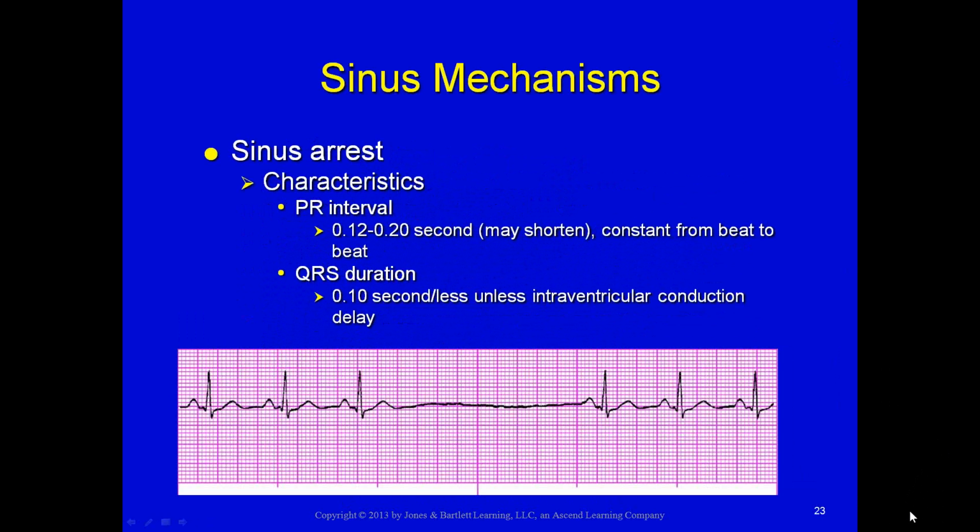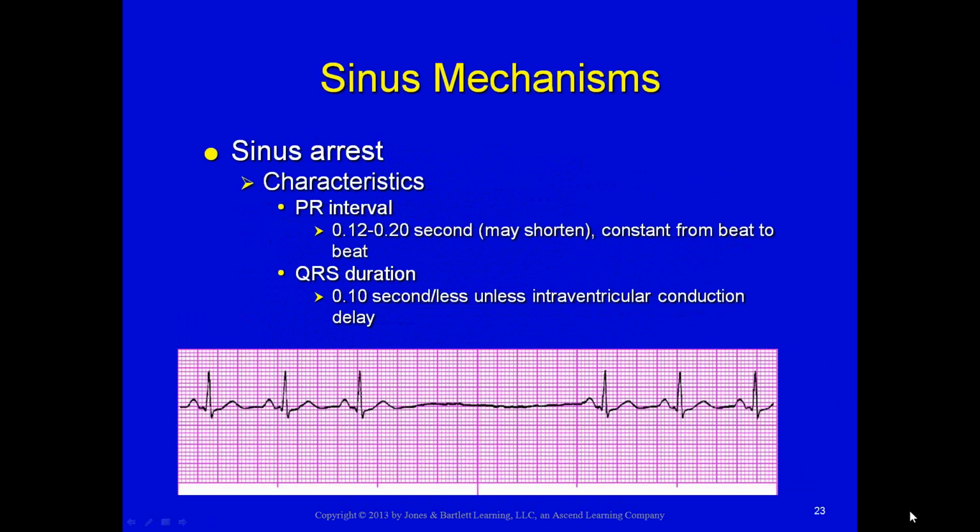In a sinus arrest, if I were to march out my R to Rs, they don't match up on the back side of this, or the far right. Those complexes on the far right of this strip aren't in sync or in line with those on the left, and it's difficult for me to demonstrate this on the slide.